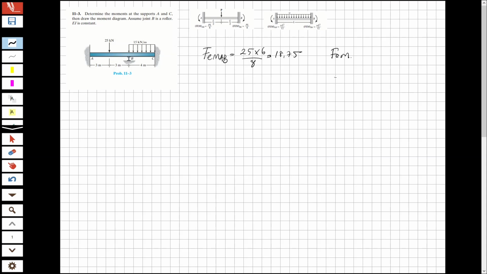For the fixed end moment for BC, it will be equal to WL squared over 12. W is 15, L is 4, so 4 squared over 12, and that will be 20 kilonewton meter. This is the fixed end moment.